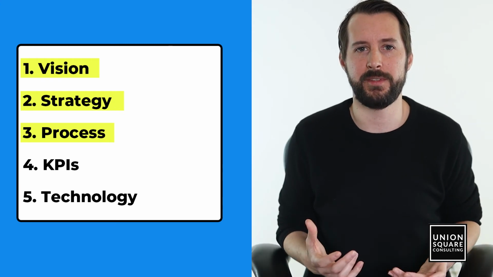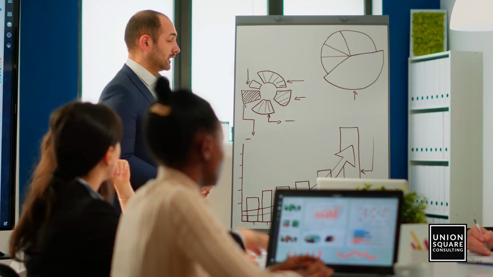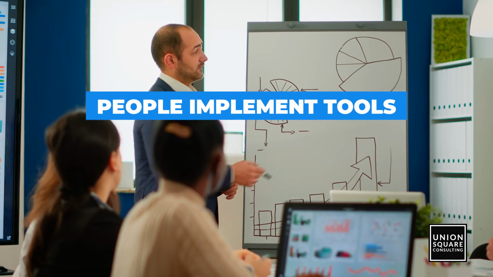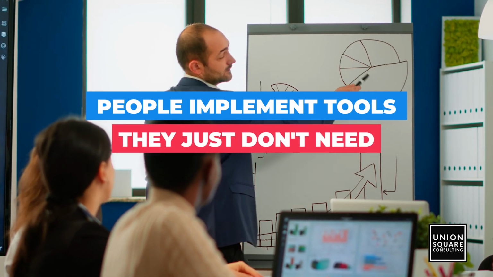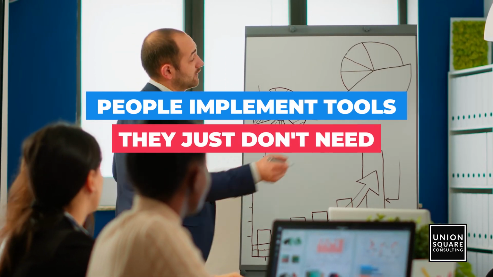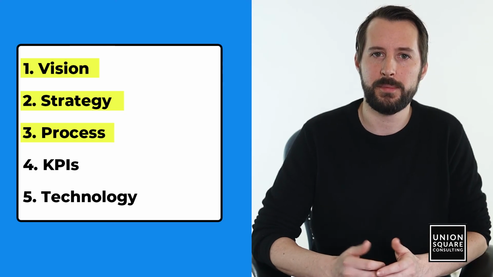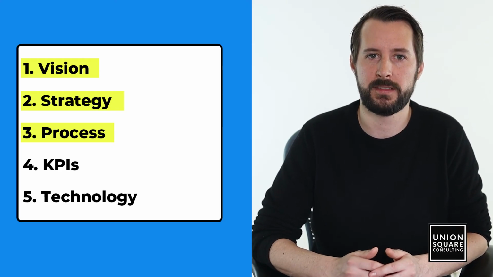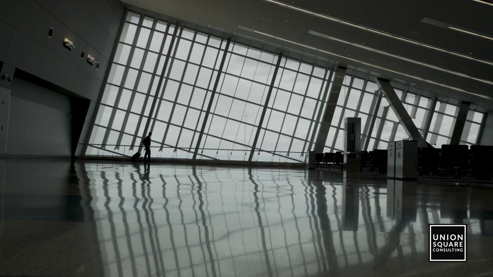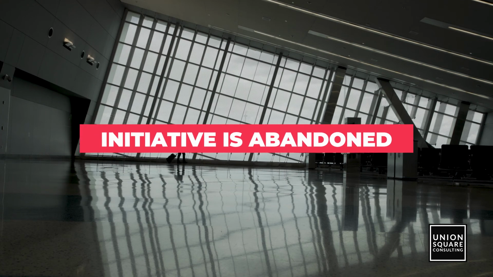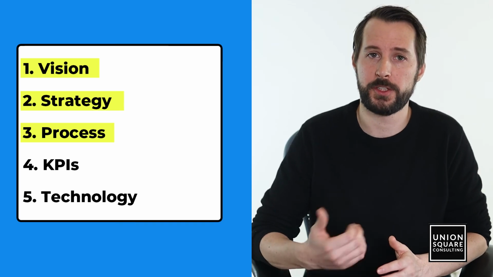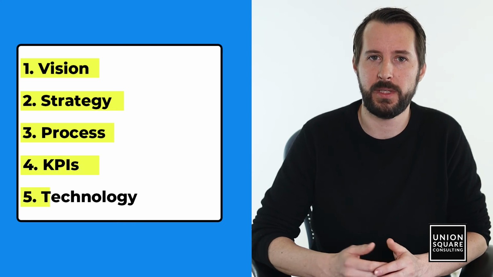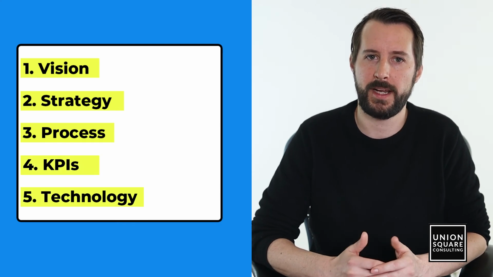I know this sounds obvious, but I can't tell you how many times I've seen people implement tools that they just don't need by failing to sit down with leadership and align with them on their vision and strategy. Then, when adoption struggles or more budget is needed to make it work, leadership fails to provide any support and the initiative is abandoned. When we map out our vision to our strategy, business process, and KPIs, we can start to ask ourselves the right questions.